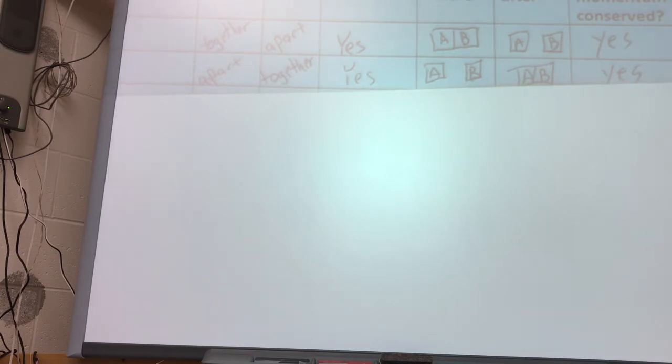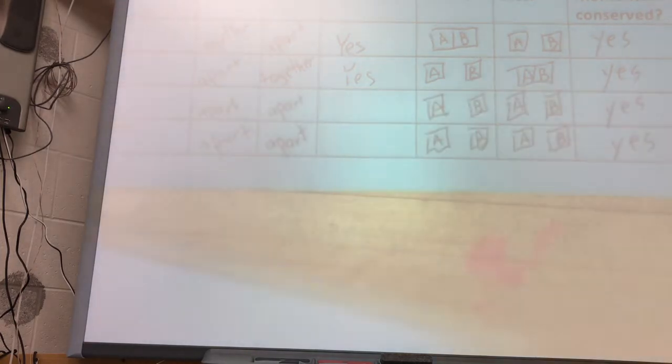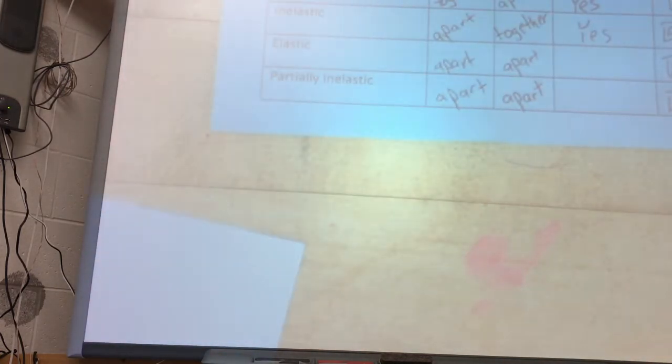The reason why we're going to do a problem like that is that on your virtual day homework, that's one of the problems, where they lock bumpers. Now I'm going to be honest, most of the time when two cars collide, they don't lock bumpers, they bounce off of one another. And in those situations, for today, we're just going to say it's one of the last two. It's either an elastic or a partially inelastic, and we are not going to differentiate between the two today. In both of those, the objects start apart and they end apart.